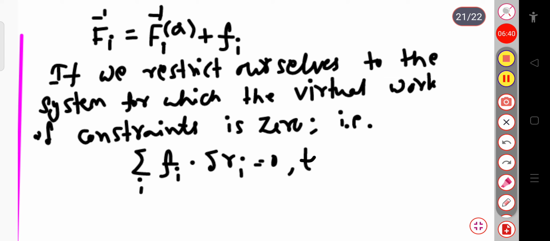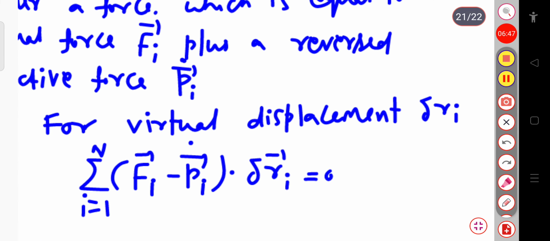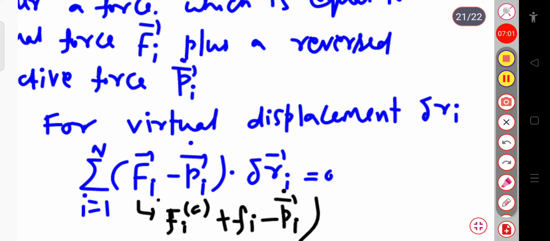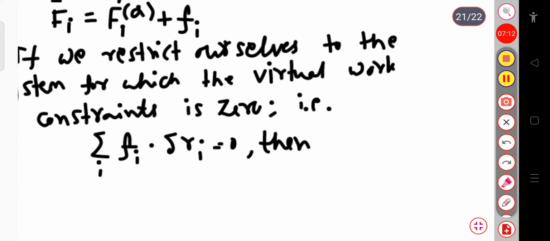Then we can write in this equation, the total (Fi minus Pi dot) delta ri equal to 0, and if I substitute the value of Fi, that is the force applied plus the force of constraint, then here I am saying that also Pi dot delta ri equal to 0, and here I am saying that Fi constraint dot delta ri equal to 0. Since this Fi dot delta ri is 0, let me write the total equation. Here I am writing the whole equation.